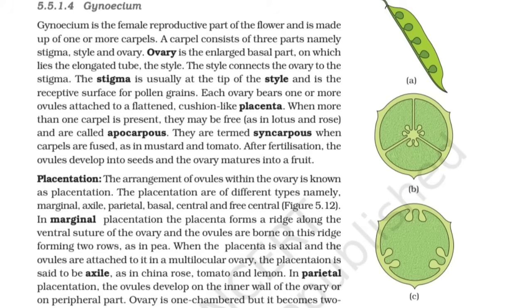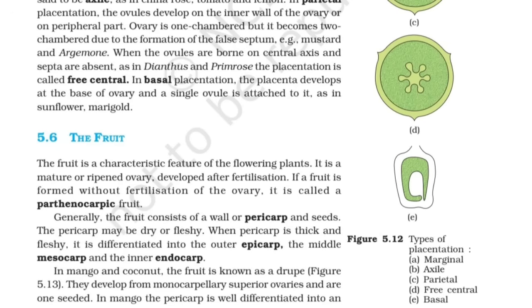In parietal placentation, the ovules develop on the inner wall of the ovary or on the peripheral part. Ovary is 1-chambered, but it becomes 2-chambered due to the formation of the false septum, for example, mustard and argemone. When the ovules are borne on the central axis and septa are absent, as in dianthus and primrose, the placentation is called free central. In basal placentation, the placenta develops at the base of the ovary, and a single ovule is attached to it, as in sunflower and marigold.